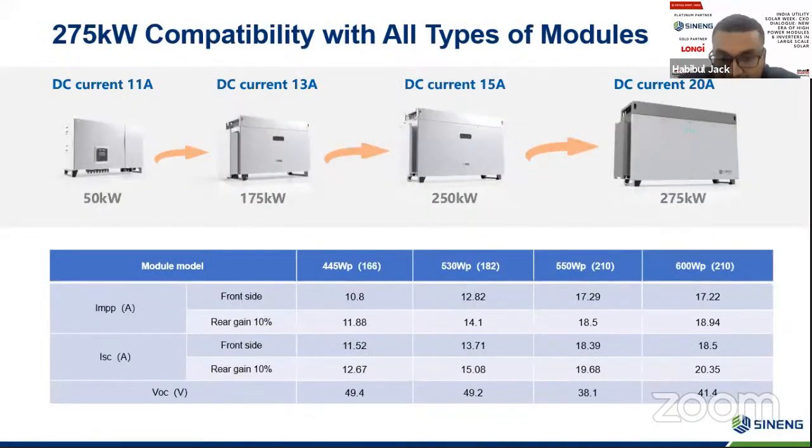With the evolving PV technology, Sinang Electric inverter technology has also evolved over the years: 50 to 175 to 250 kilowatt, and now 275 kilowatt. The 275 kilowatt inverter can work with all kinds of wafer size module, 166, 182, or 210 millimeter wafer, as you can see on the screen.